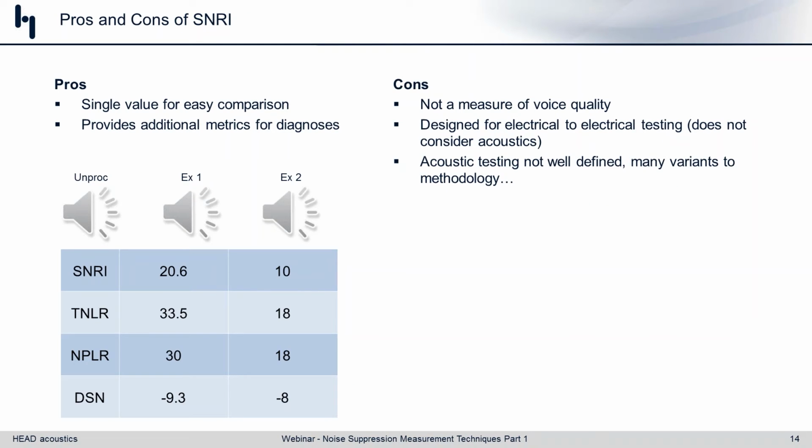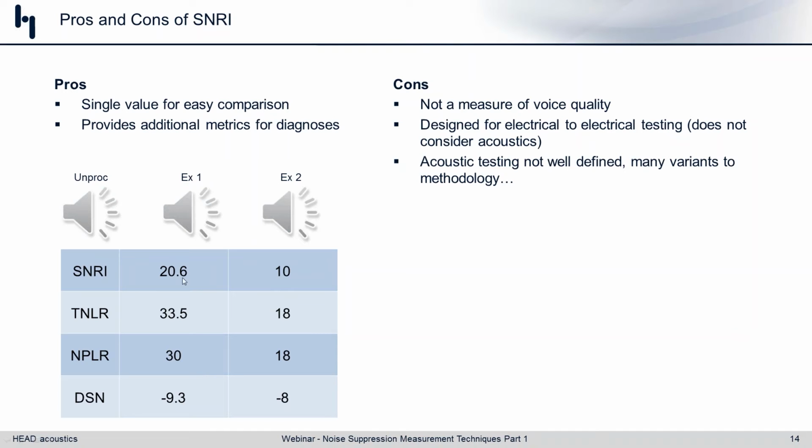Now clearly this is a lot more sophisticated, but it still fundamentally gives us a single easy value to work with. However, we do have those additional metrics that we can use for diagnosis. Let me play you these different files. So the unprocessed signal and then two different devices put in the exact same situation, and you can see whether you agree with the overall scores.